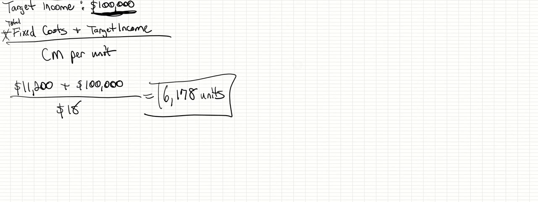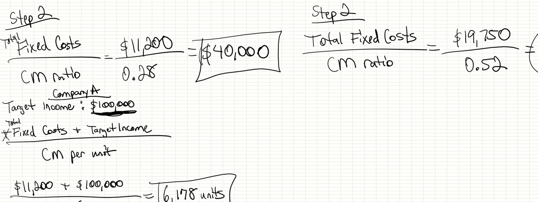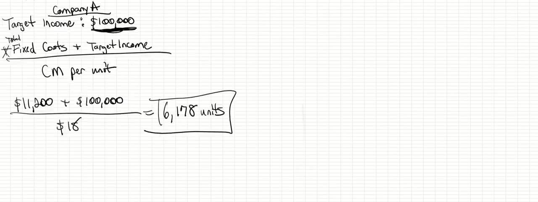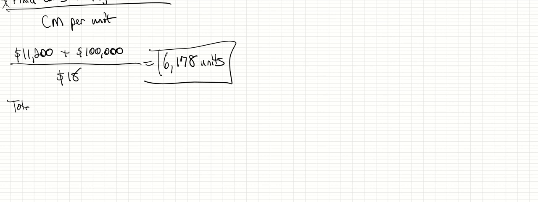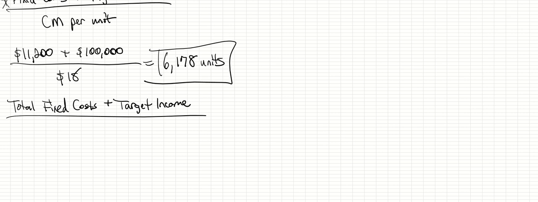So in order to figure out the total sales that needs to be generated to achieve our target income of $100,000 for company A, we're just going to use the same formula of total fixed costs, but we're going to add the target income of $100,000 and divide it by the contribution margin ratio. So I'm going to put over here total fixed costs plus our target income, and that's going to be divided by the contribution margin ratio.